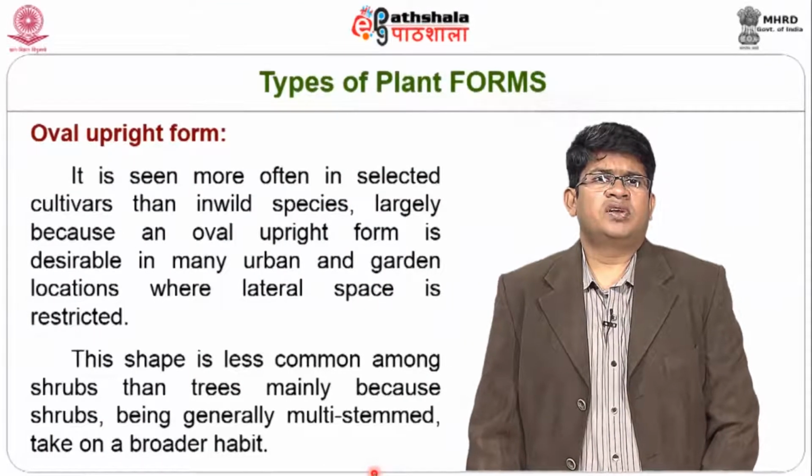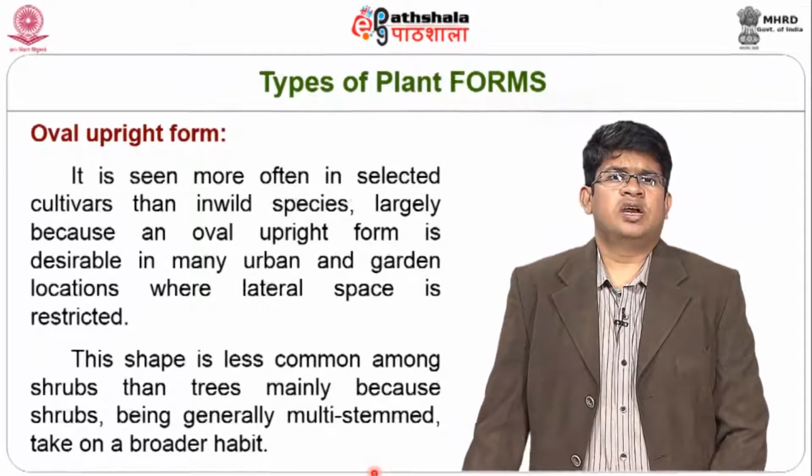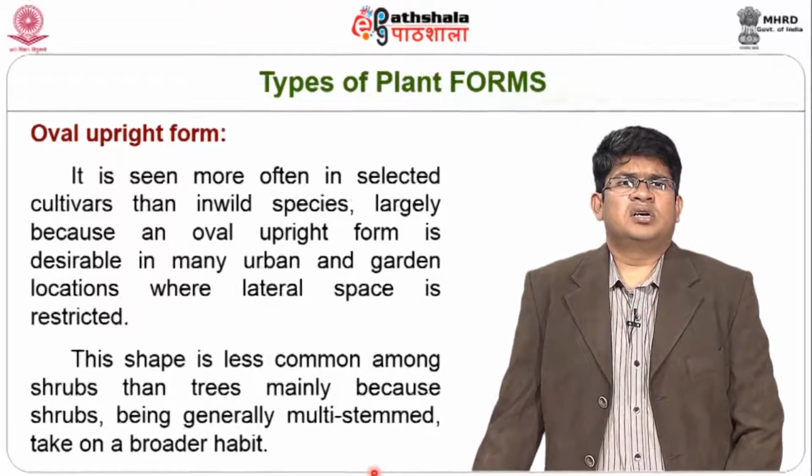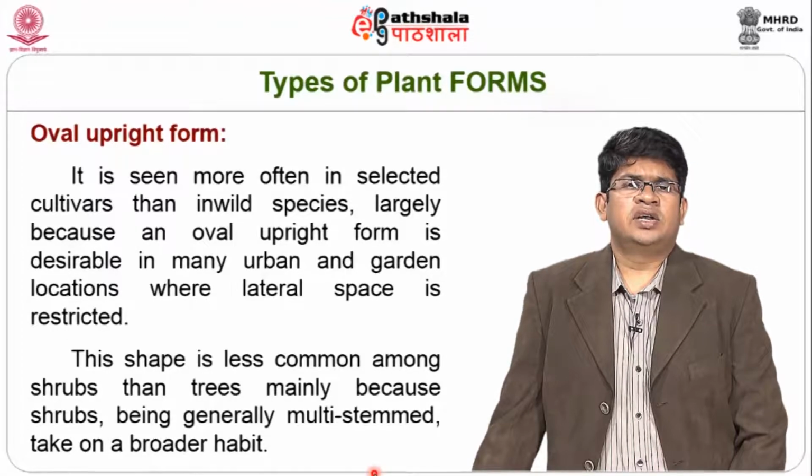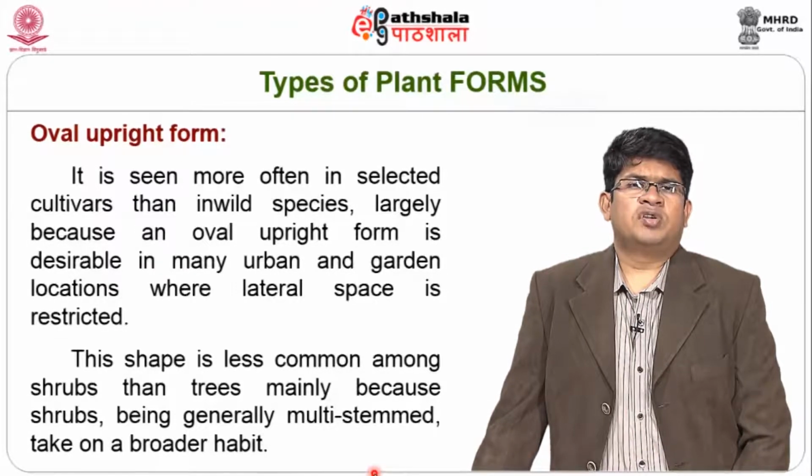It is seen more often in selected cultivars than in wild species, because an oval upright form is more desirable in urban and garden locations where lateral space is restricted. This shape is less common among shrubs than trees, mainly because shrubs, being generally multi-stem, take on a broader habit. So you could see the oval upright form strongly expressed at the tree level.